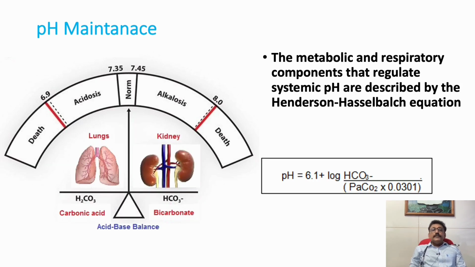You can see here there is a formula called the Henderson-Hasselbalch equation. From that formula you can calculate the pH: 6.1 plus log of bicarbonate divided by PaCO2 times 0.0301. That pH will be between 7.35 and 7.45, and it is maintained by the lungs and kidneys through carbonic acid and bicarbonate plus hydrogen ion. You need to learn this Henderson-Hasselbalch formula by heart. An MBBS student has to learn it. In practice, the value will be given automatically in the ABG paper.